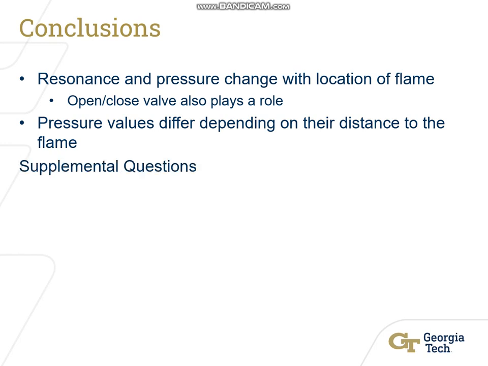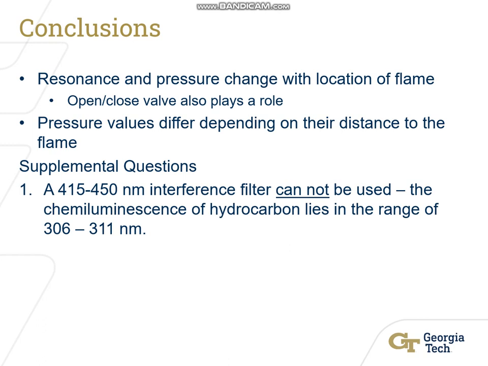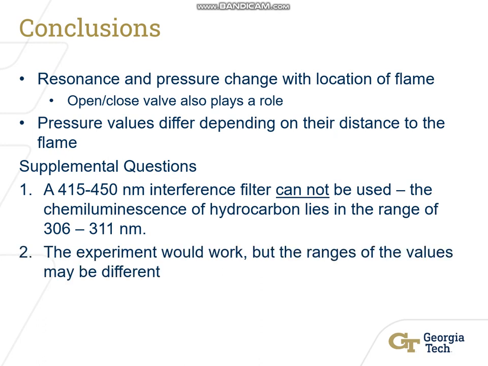Now the answers to the supplemental questions are as follows. For number 1, a 415 through 450 nanometer filter could not be used, because the chemiluminescence of hydrocarbon lies in a different range of 306 to 311, so the data would be inconclusive. Secondly, I believe the experiment could work with different fuels such as hydrogen, but I believe the ranges of the values might be different just due to the gas being different in the way it burns.